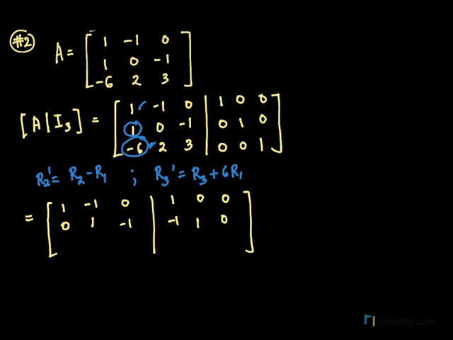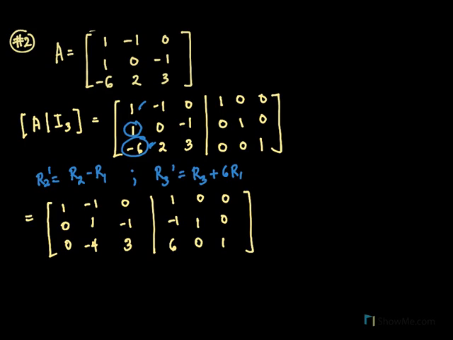And then sa row 3 naman, okay, negative 6 plus 6, you have 0. And then 2 minus 6, that's negative 4. Then you have 3 plus 0, that's 3. Then you have 0 plus 6, you have 6. 0 plus 0, you have 0. And then 1 plus 0, you have 1.